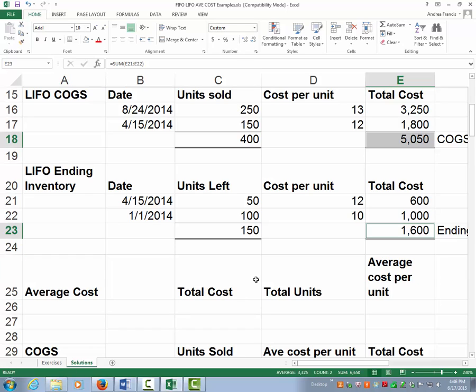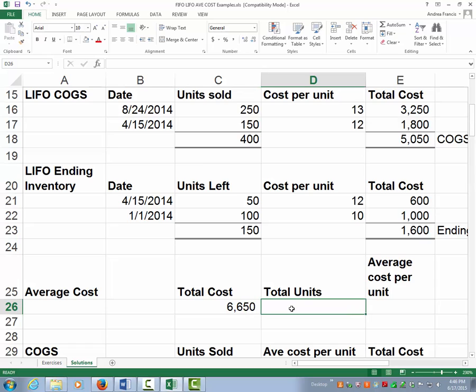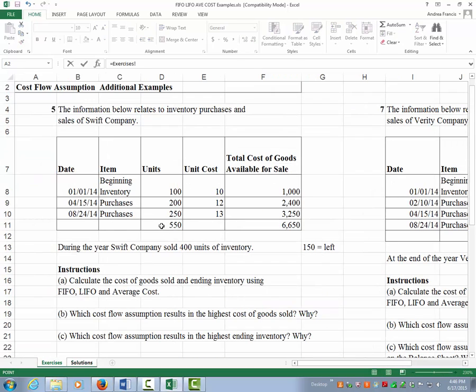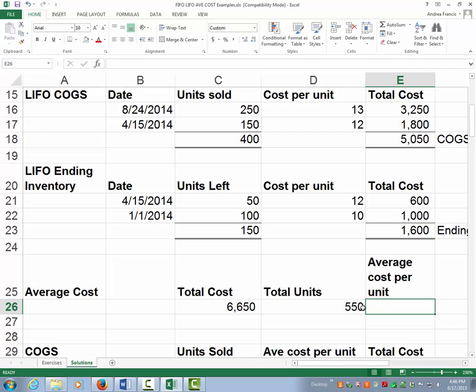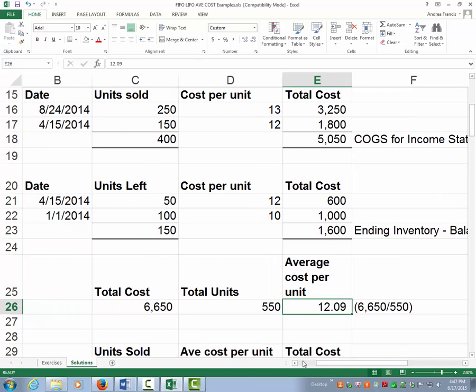So what we do is we look at the total cost of all the units available for sale, and we'll divide that by the total units to get an average cost per unit. So we are going to find the total cost, that's going to be the 6,650, and we're going to take the total units, which will be the 550, and then we will say 6,650 divided by 550, and that gives us 12.09. So that's the average cost per unit.